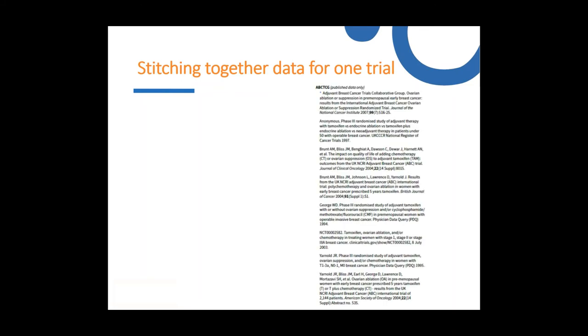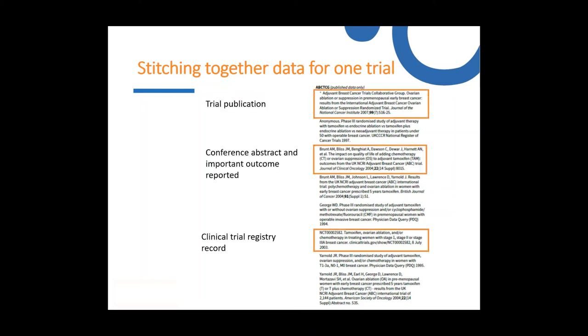Here we have a trial on the right-hand side. It's called the ABC-TCG trial, and we have all the different outputs from that trial. We have the clinical trial registry record. We have a conference abstract, for example, that reports an important outcome that, from the systematic reviewer's perspective, might not be reported in the trial publication, and then the trial publication.